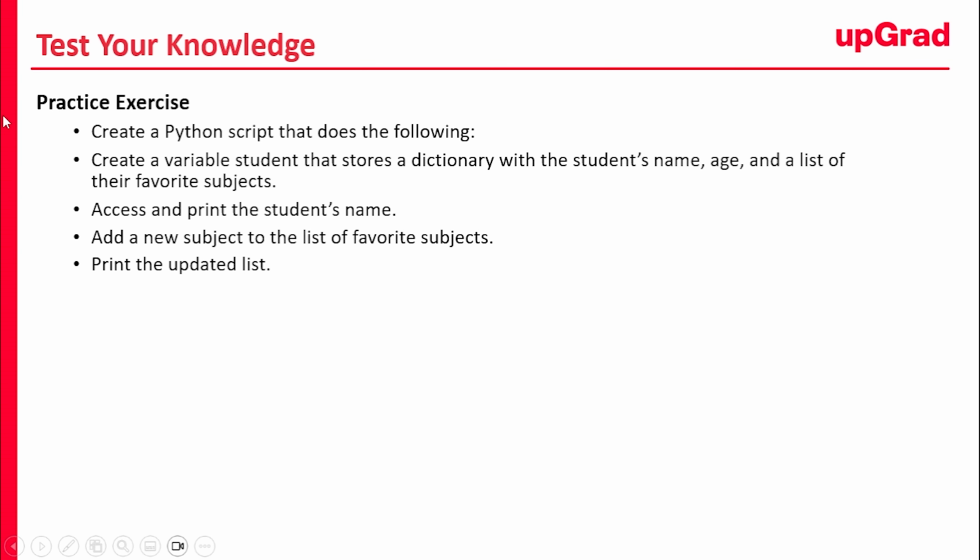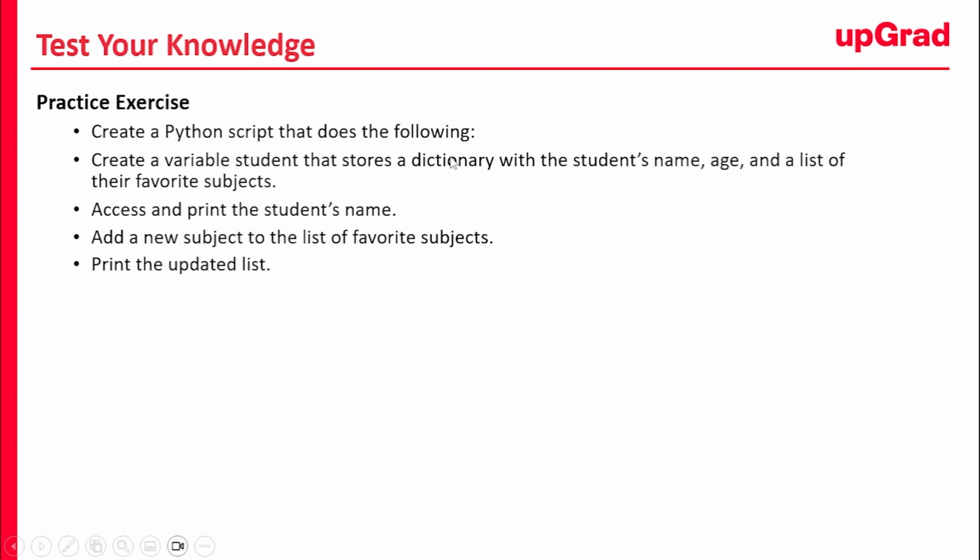So again, in this video I have a small exercise for you. Right now, with all the data types that you know and what you also know what a variable is, now create a Python script that does the following. Number one, create a variable student that stores a dictionary with the student's name, age and a list of their favorite subjects. Okay, got the assignment? Then print the student's name.